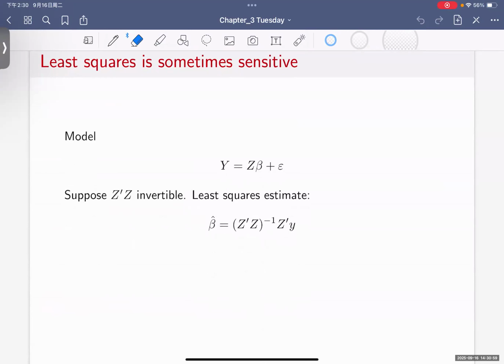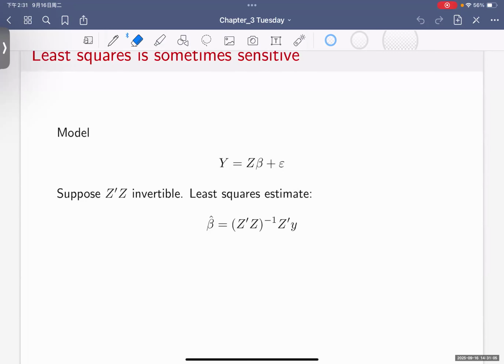So how the procedures work, and why we need these two additional estimates. When we first looked at the least square estimate, we had the assumption that Z transpose Z should be invertible. This guarantees that we can find the least square estimate, just because we need to consider the inverse.